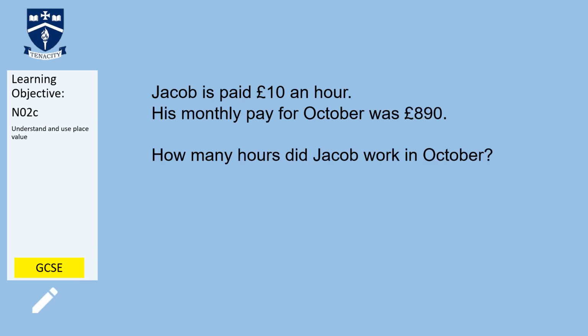Let's look at the GCSE question in context. Jacob was paid £10 an hour. His monthly pay for October was £890. How many hours did Jacob work in October? Make sure that you show full workings for this. Press pause and work on this in your book. Here we can see the correct calculation is to divide 890 by 10, where we result in 89 hours.